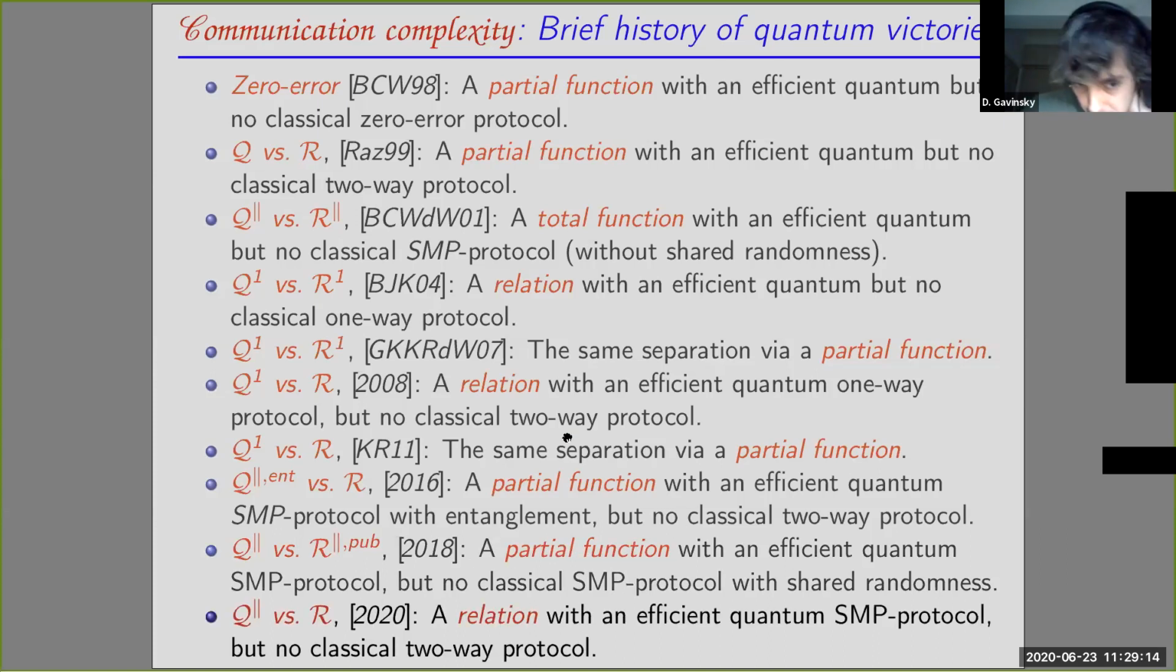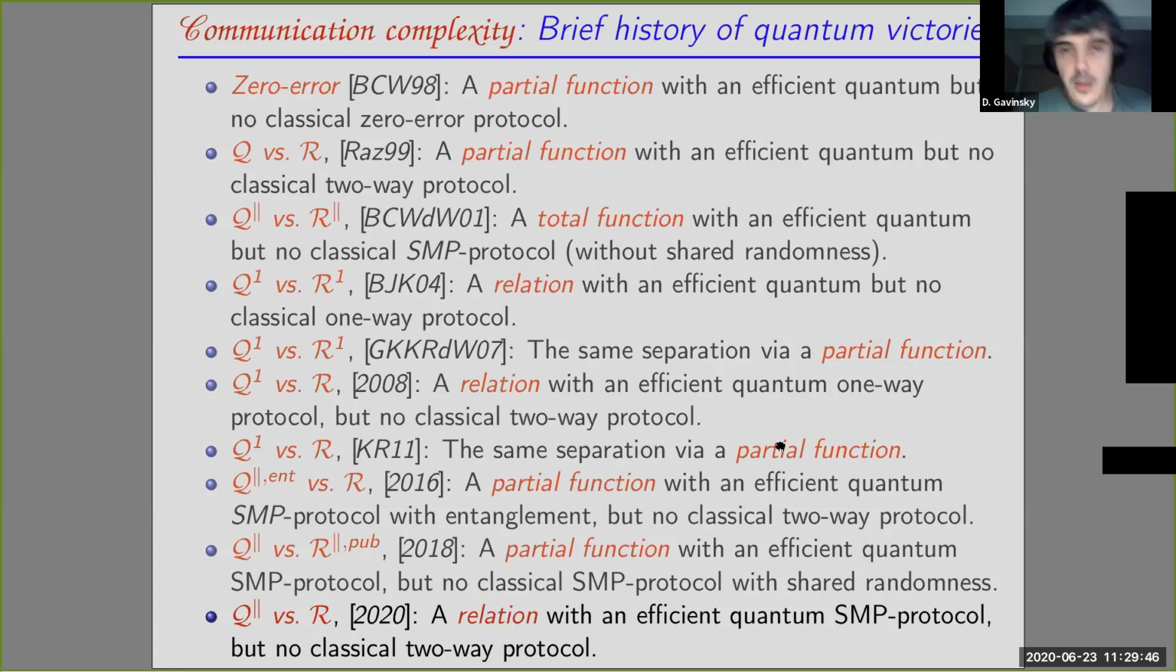Finally, the result we're looking at now is a separation which, in terms of the models being separated, looks like the strongest we can hope for in the context of bipartite separations. Quantum SMP, the weakest quantum model, can be exponentially stronger than classical two-way, the strongest classical model. And the cost of this separation is that the object we are using here is the most relaxed type of problem, a relation.